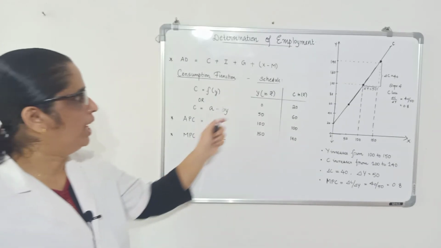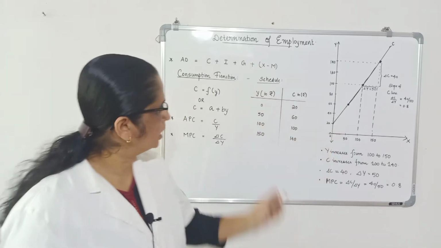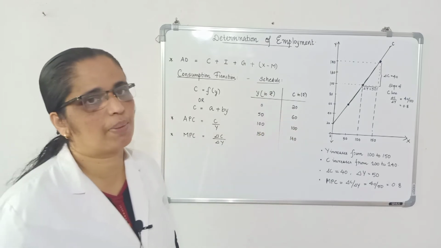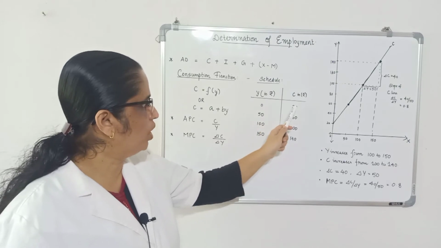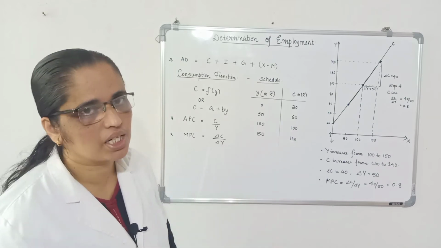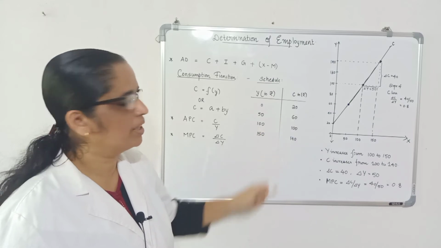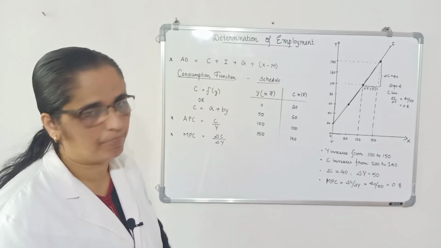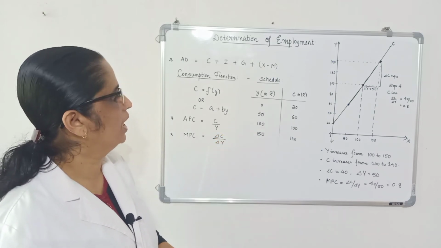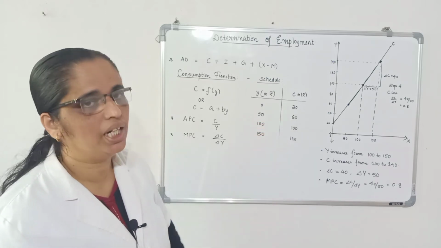Now, let us study consumption function with a schedule and diagram. In the schedule, the first column has income in rupees and the second column has consumption in rupees. When income is 0, consumption is positive. When income increases, consumption also increases. But from the schedule it is clear that the rate of change in consumption is less than the rate of change in income. Income increases 50, 100, 150 like that. Consumption increases 20, 60, 100, 140 like that.